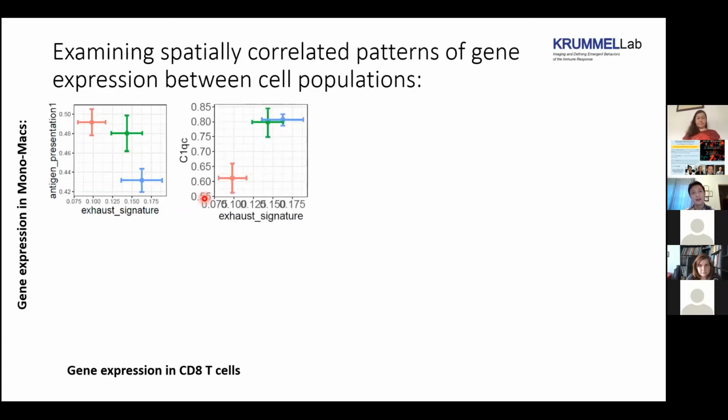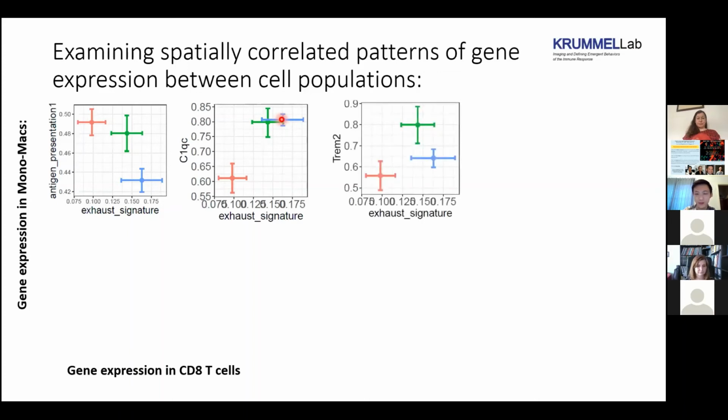And as we move towards interior, these monomacs acquire this expression of certain markers that the literature has come to use as your classical TAM markers. Although we would argue that there's really no classical TAM markers. There's so many different populations. But in this case, this complement receptor C1QC. TREM2 is another popular one.